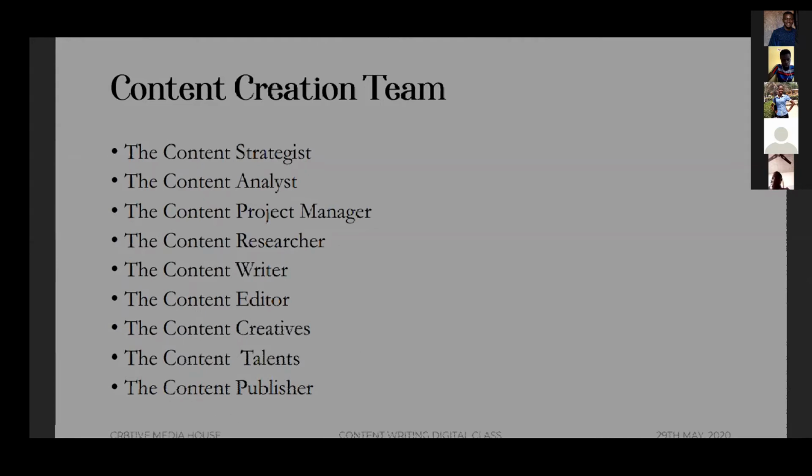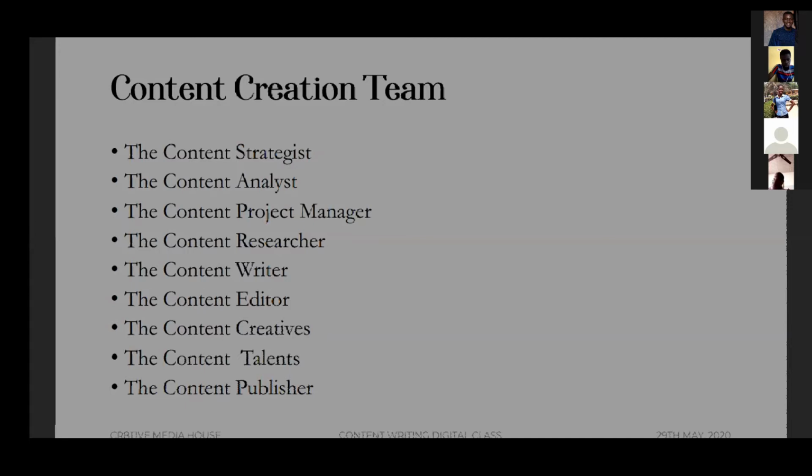Now, officially or ideally, using the standard of content writing or content management, there's usually a team that is put up for content writing, as it were. So there's a team which does content creation.